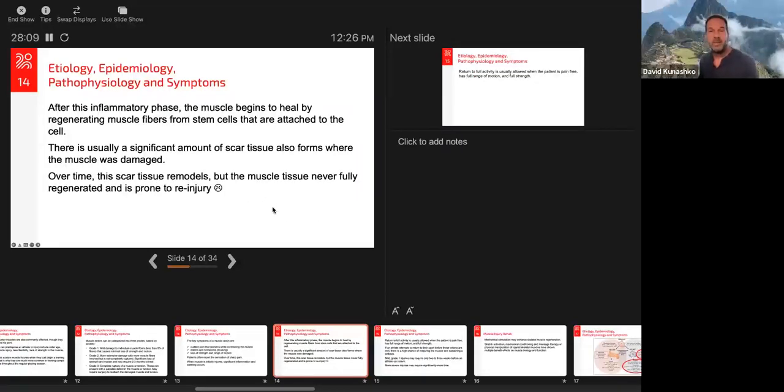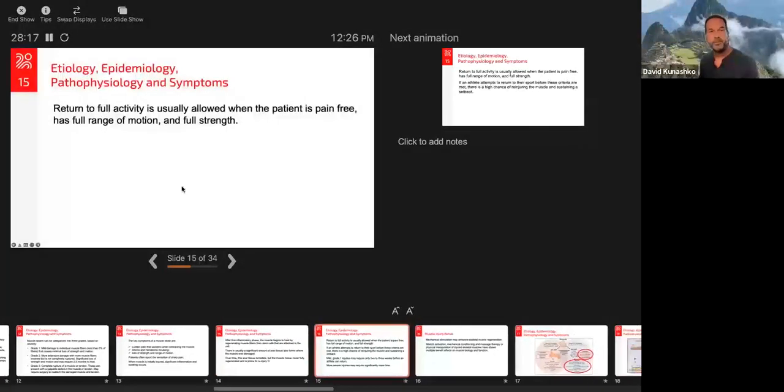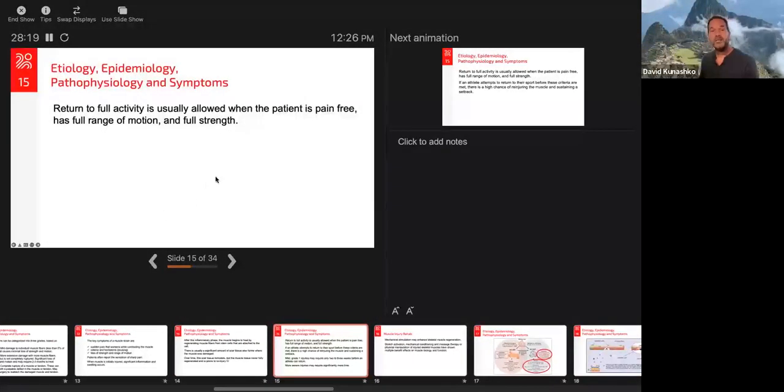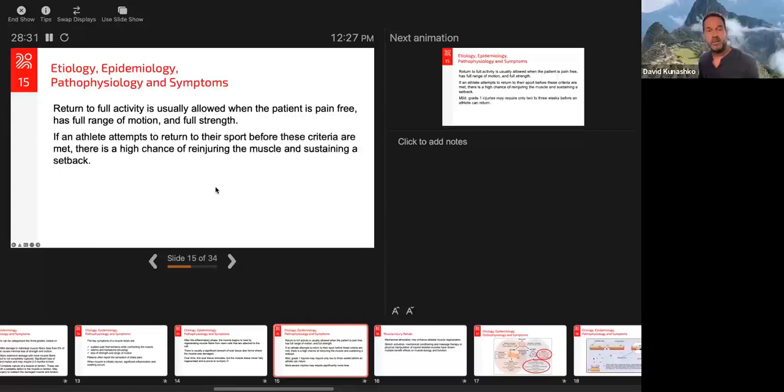As I mentioned earlier, over time the scar tissue remodels, and it's usually not completely regenerated, which means you're prone to re-injury. Return to activity is usually recommended when the patient is pain-free, range of motion is normal, and strength is full. If the person doesn't abide by this, they're going to re-injure themselves. If an athlete attempts to return before these criteria are met, it's just going to lead to a setback.